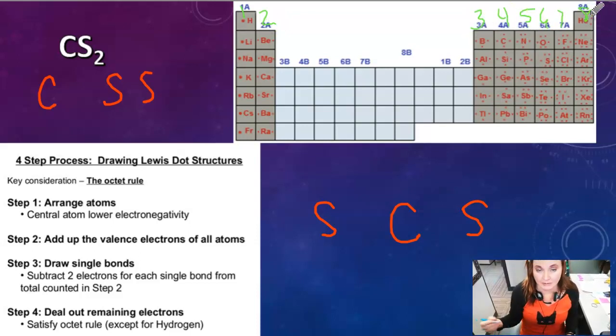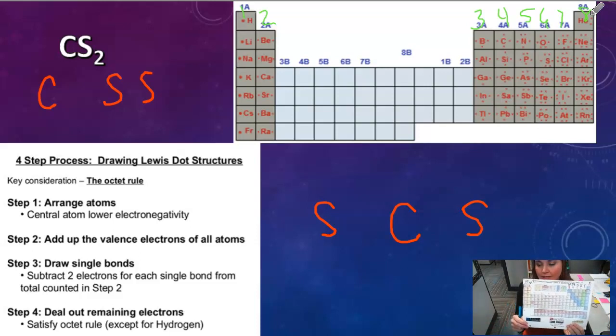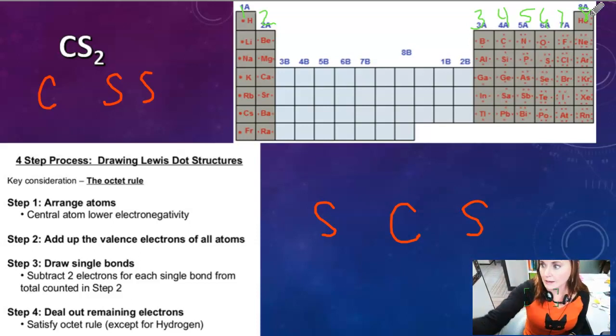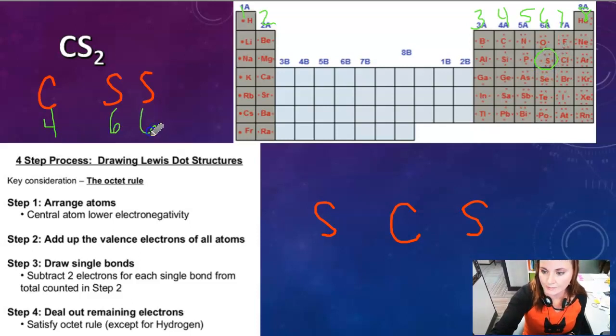Now do you guys see why it would be nice to have your own periodic table with all of this stuff already written on it like I do? I don't have to keep rewriting it every single time. I can just reference my periodic table. Okay. So carbon, 4 valence electrons. Sulfur, 6. And there's 2 of them. So add those up. 4 plus 6 plus 6. 12 plus 6 is 16, right?